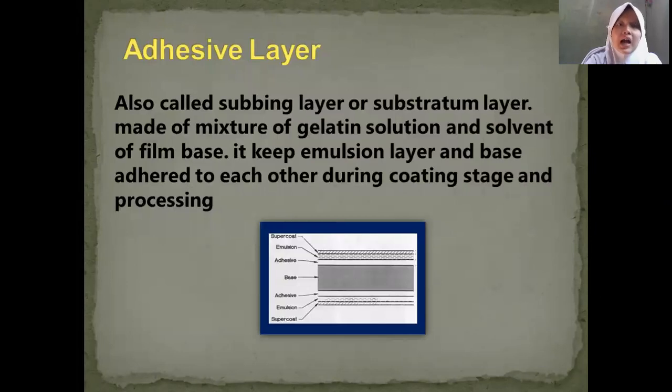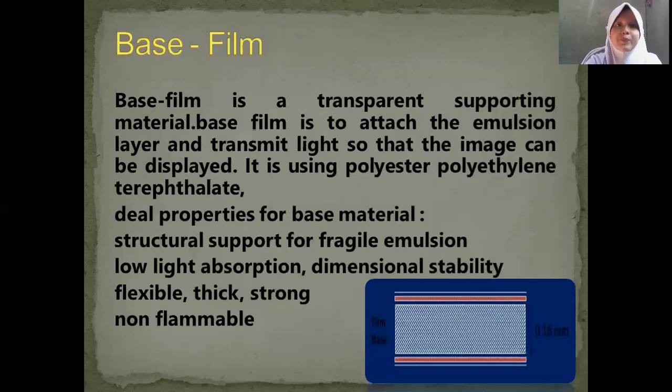Adhesive layer, also called subbing layer or substratum layer, is made of a mixture of gelatin solution and a film paste. It makes the emulsion layer and base adhere to each other during coating, stacking, and processing.